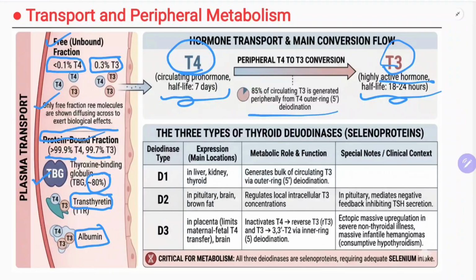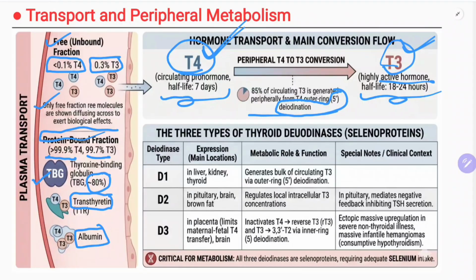85% of circulating T3 is generated peripherally from T4 by outer ring 5-deiodination. This is the 5-deiodinase enzyme, which converts T4 to T3. T4 has a long half-life, T3 has a short half-life. The active hormone is T3 and the non-active hormone is T4.